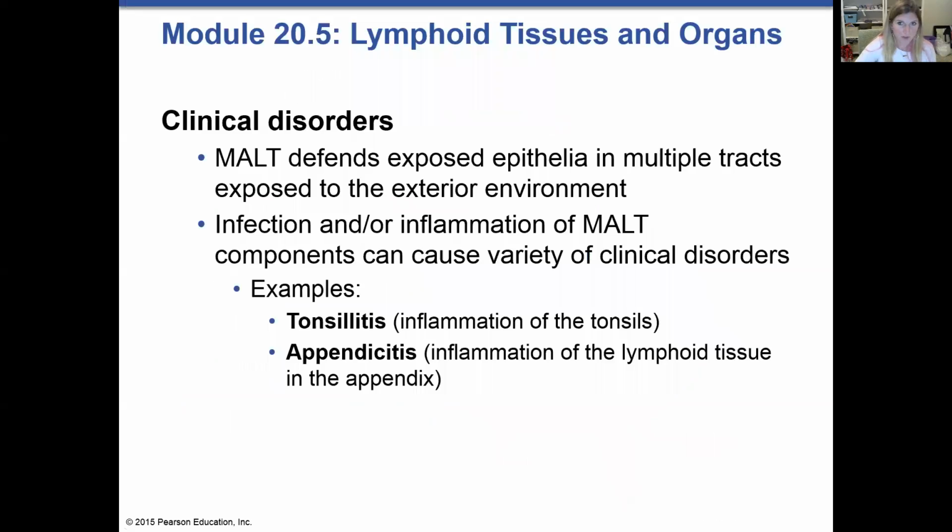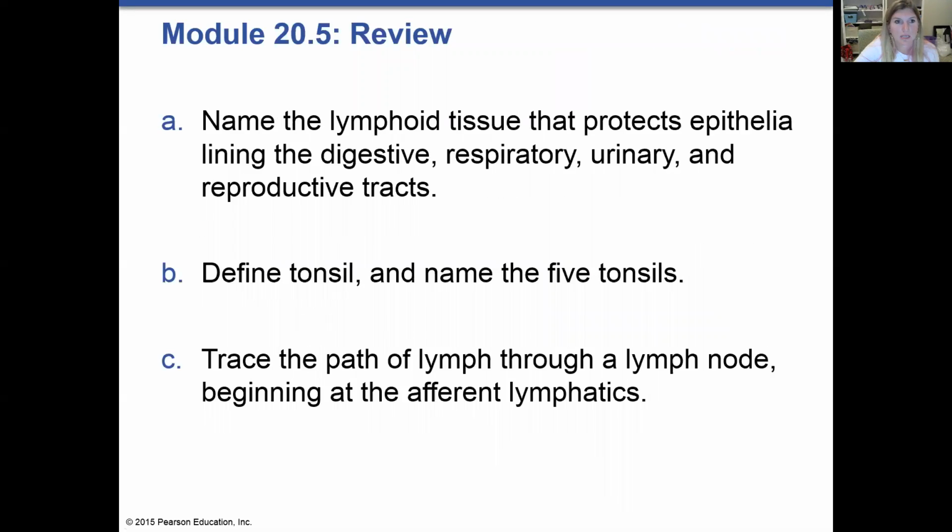So let's talk about some clinical disorders associated with our lymphoid tissue. First, we have MALT. MALT is defending the epithelial and several tracts against any invaders that are coming in from the exterior environment. So any infection or inflammation of the MALT is going to basically represent something going on in the body. Tonsillitis, the inflammation of the tonsils. Appendicitis, inflammation of the lymphoid tissue of our appendix. So any swelling or inflammation in those areas is going to indicate that there's something going on with that general location, right, in the throat or in the intestines.